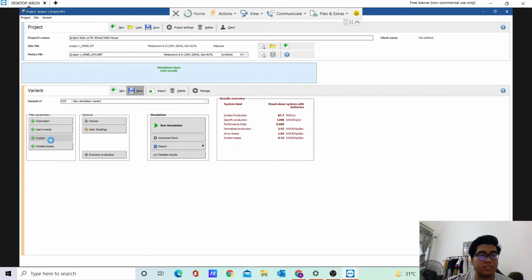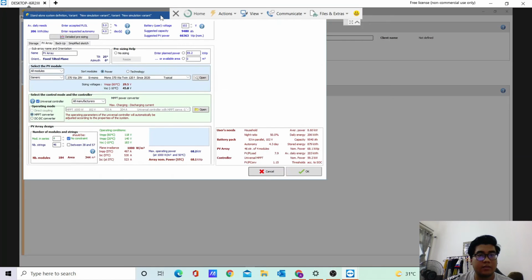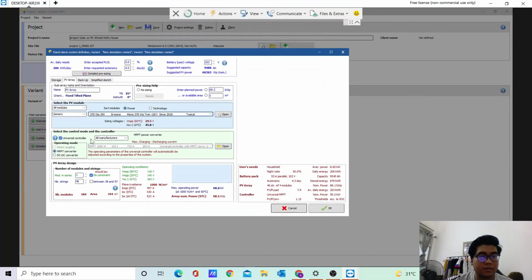And then we can go to the system. For the system, we use an MPPT converter, that is 1000 watt, 102 volts, 732 ampere, and 240 ampere. And the anticipated PLOL is 5%. Modules in series is 4, number of strings 46, and we can get the user's need: household average power 8.6 kilowatt, daily energy 206 kilowatt per hertz, capacity for the battery pack, PV array, and the controller.